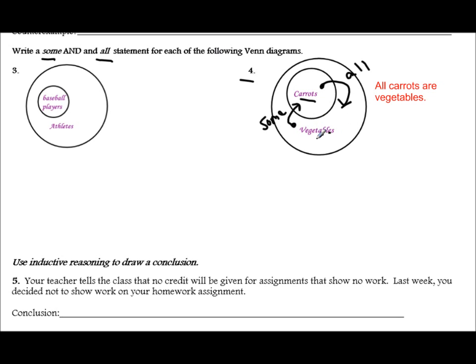Now we go from the outside circle to the inside circle, and it reads some. So some vegetables can be carrots, and that is true. There are some vegetables out there that are carrots. There are some vegetables that are cucumbers. There are some vegetables that are tomatoes. Oh, well, I guess tomatoes aren't vegetables anymore. But when we say some vegetables are carrots, that means that not all of them are carrots.